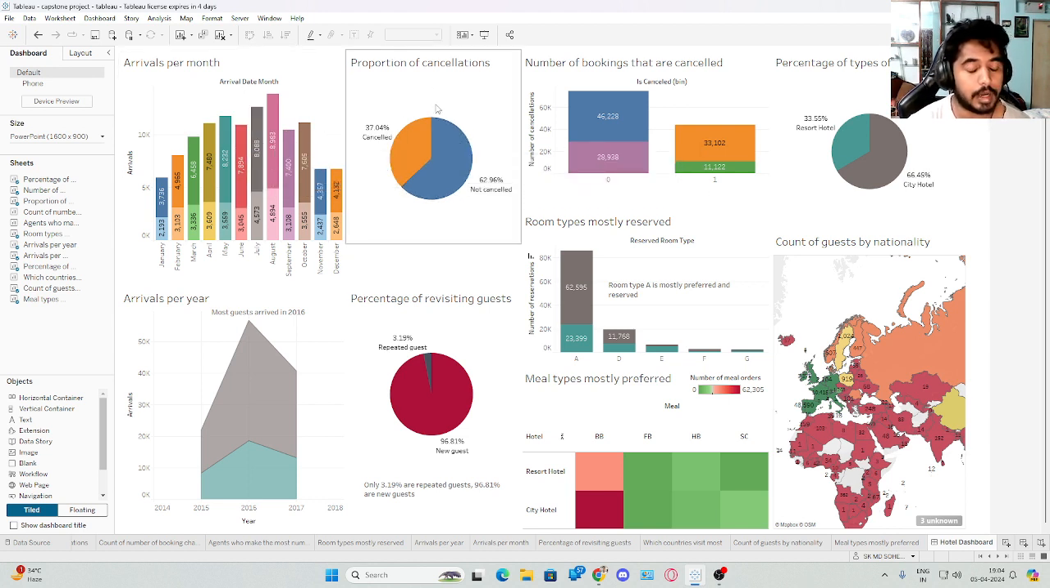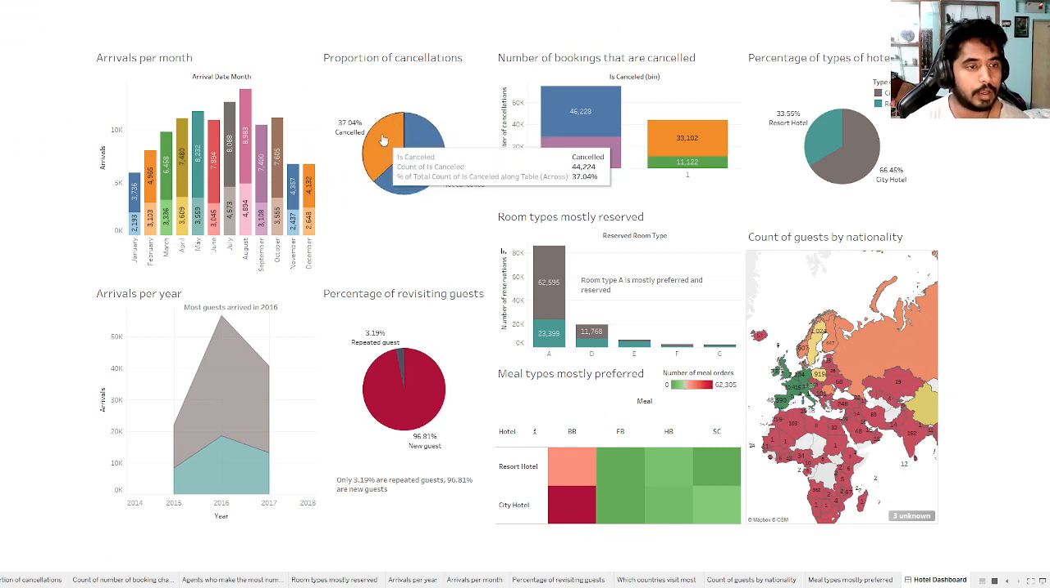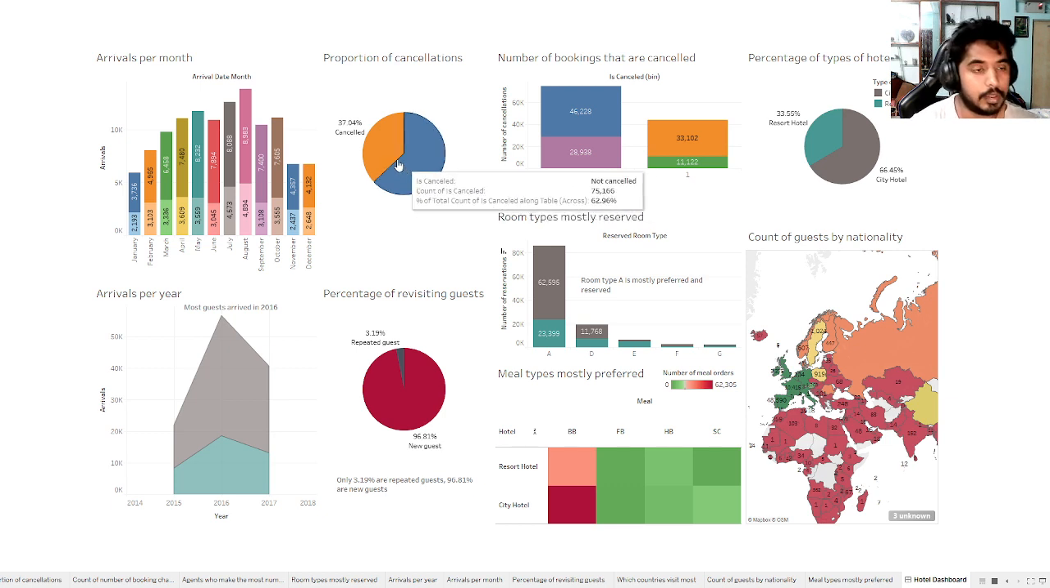Next is the chart which is a pie chart, which shows the proportion of cancellation of bookings. So what happened here is we can see that 37.04% of the bookings get cancelled, and 62.96% of the bookings don't get cancelled. So we can see like this.